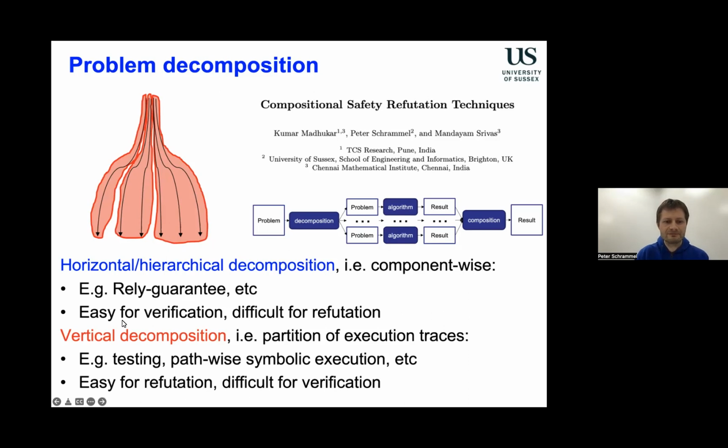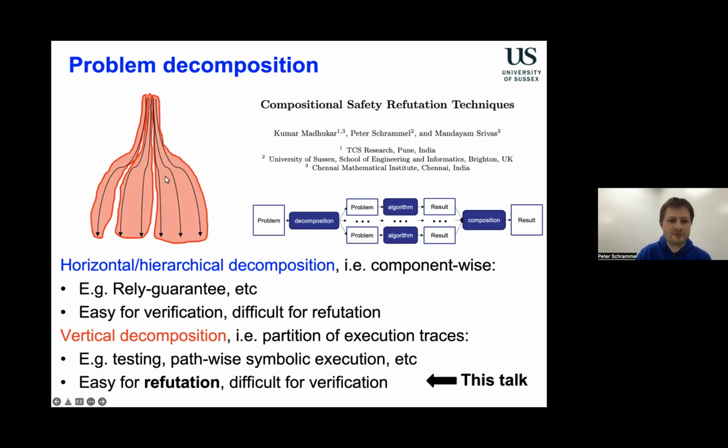And so common approaches for testing or pathwise symbolic execution follow that approach. This is very suitable for doing refutation. It's slightly more difficult for verification because, of course, you have an explosion of these execution traces. You have to pick your partitions in a way that you don't suffer from this explosion. So in this work, we exploited exactly that.